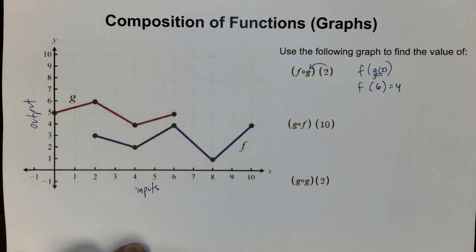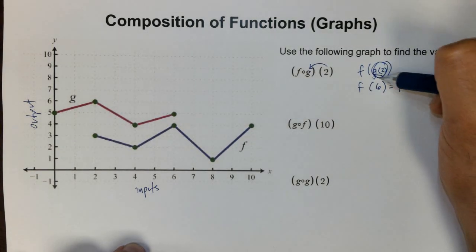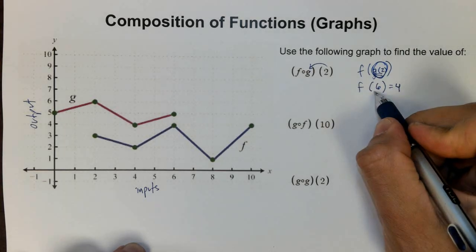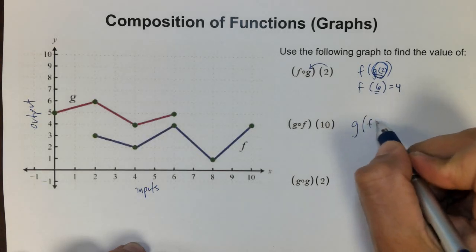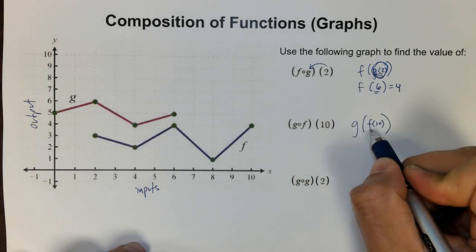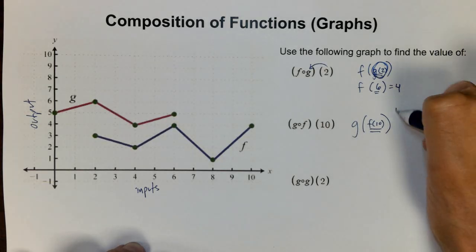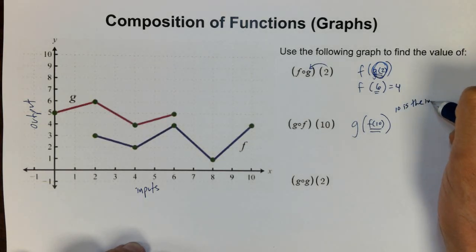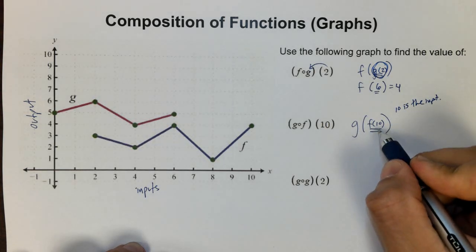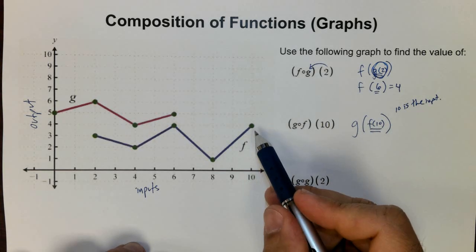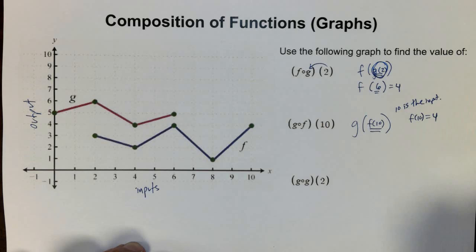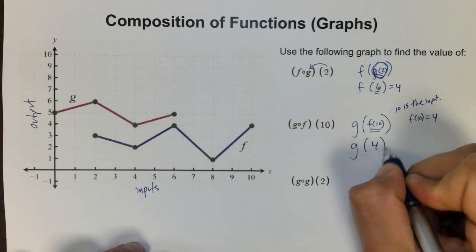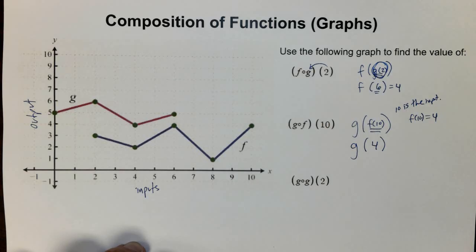So in essence, I'm plugging 2 into g, and the output of g becomes the input of f. Let's try another one. Here we have g of f of 10. 10 is the input. Let's find out what the value is at f. So when I go to 10, the output is 4. So f of 10 is equal to 4. I'm going to replace that: g of 4. 4 is the output of f.